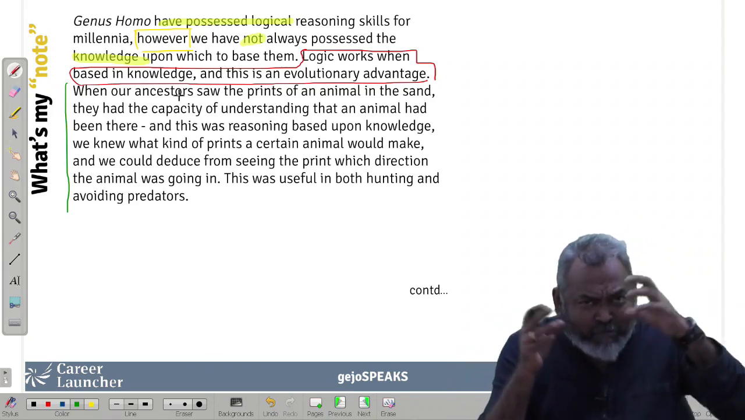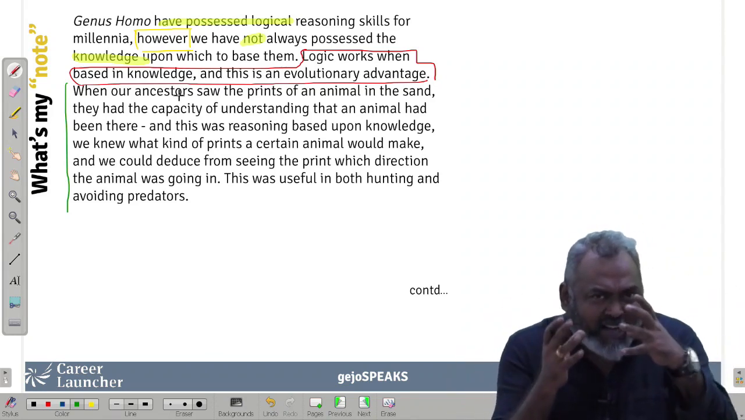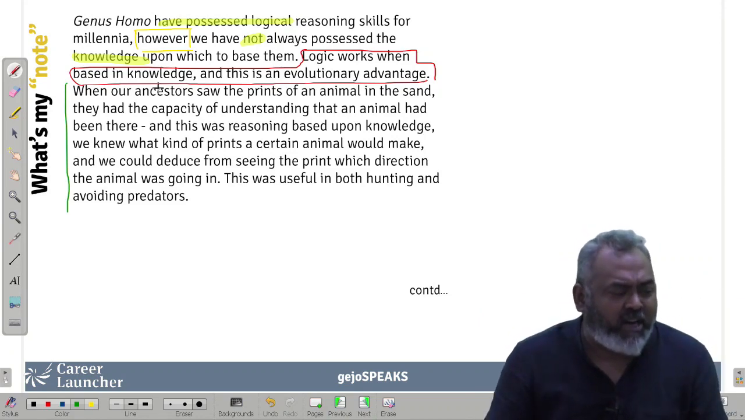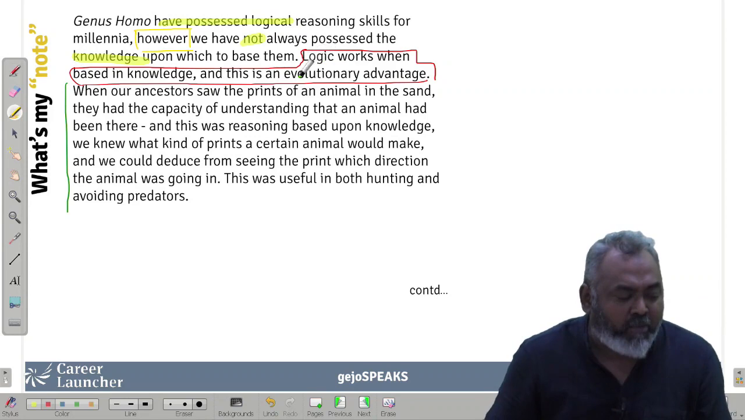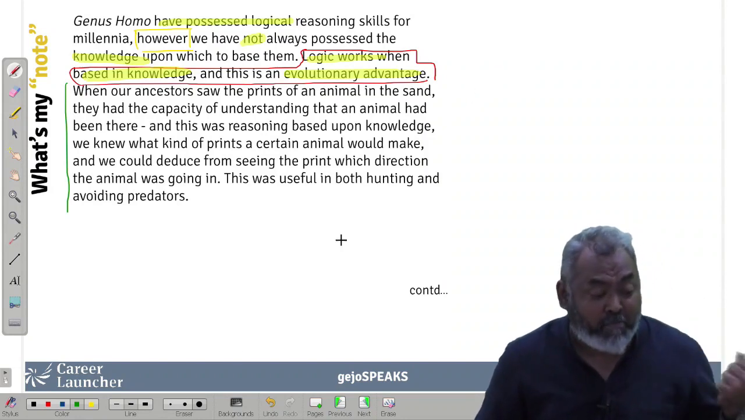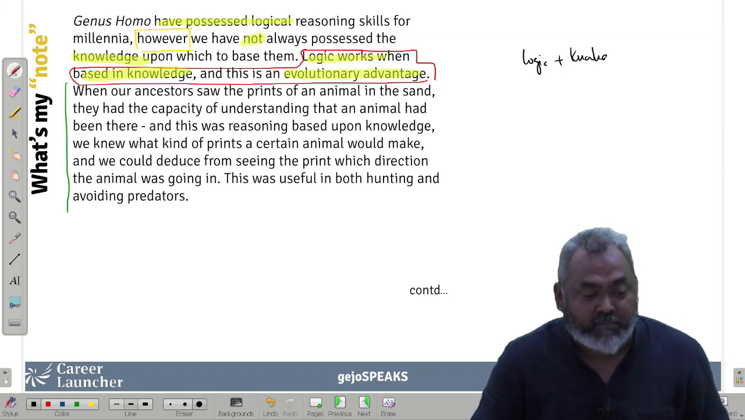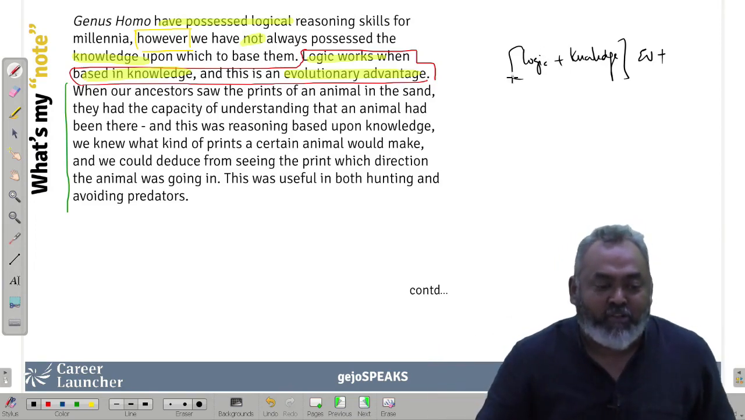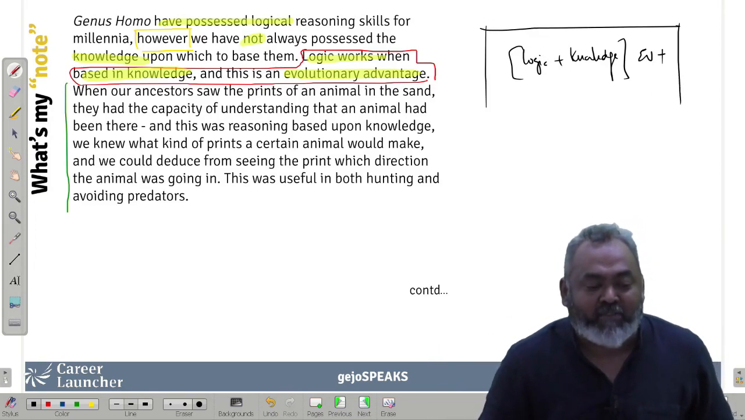When the paragraph talks about something very specific and reasons, you understand that's a justification. I'm interested in the more general claim being made, and that general claim is made here. So logic works based on knowledge, and this is the evolutionary advantage. Oh, my note, my four words. What are my four words here? So: logic plus knowledge has evolutionary advantage. Done. Great. This is what I'm going to take away from paragraph number 2.